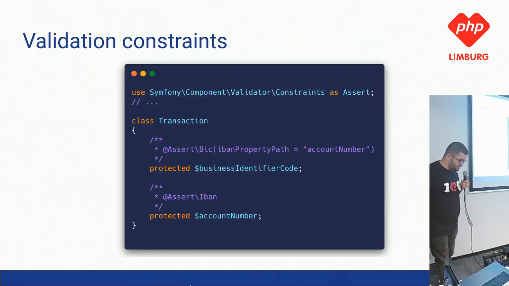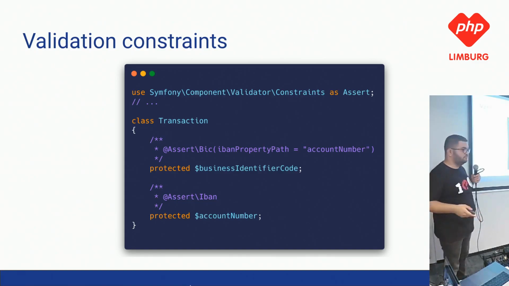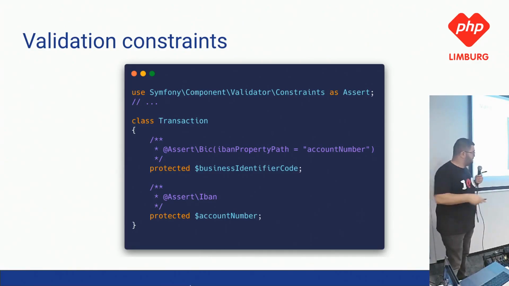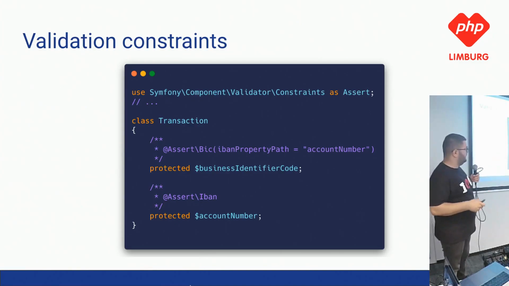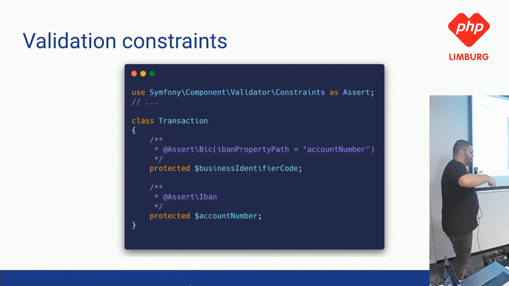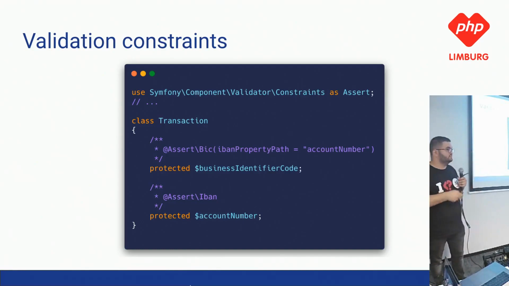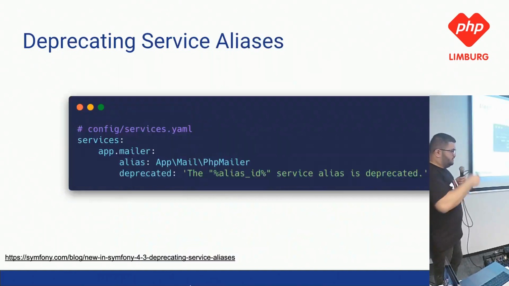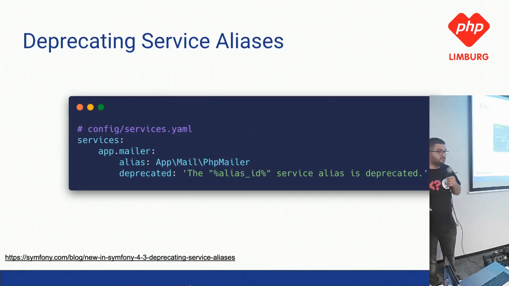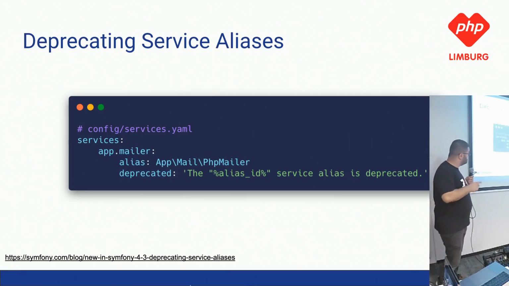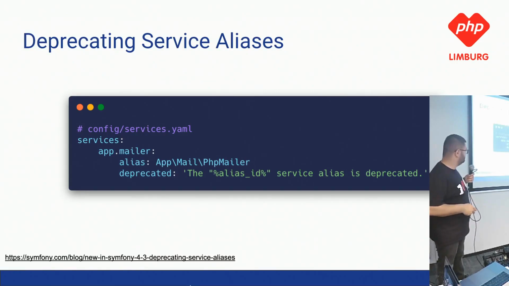This is also a cool improvement. Previously, the BIC constraint would validate separately from the IBAN, but now by providing the IBAN property path, it will validate if the IBAN and the BIC you provide belong to the same country. It was always possible to deprecate services, but now it's also possible to deprecate service aliases, which is a good improvement.